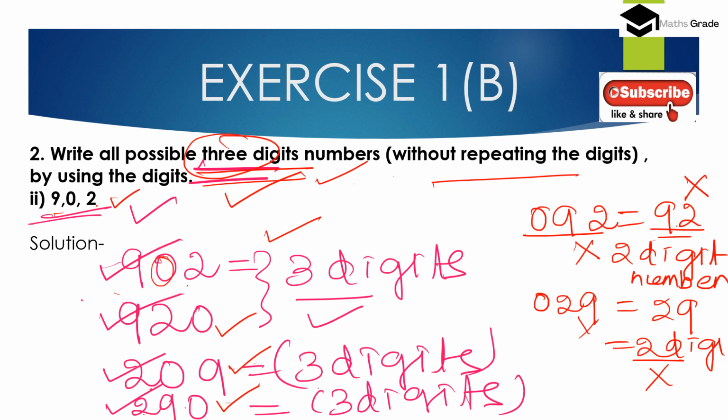So using the digits 9, 0 and 2, the possible 3-digit numbers are 902, 920, 209 and 290. These are the four 3-digit numbers. Using the digits 9, 0 and 2 without repeating the digits, we can find 4 three-digit numbers.